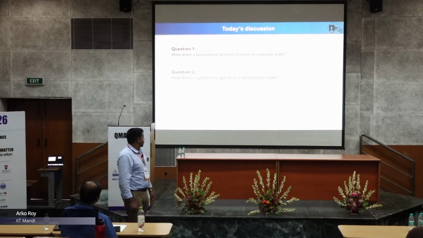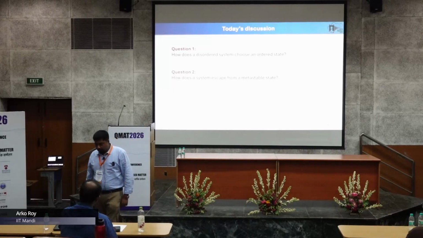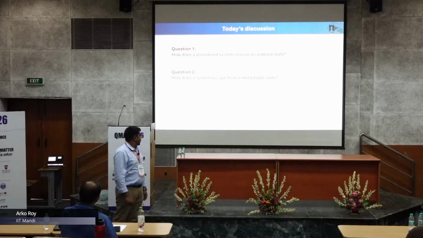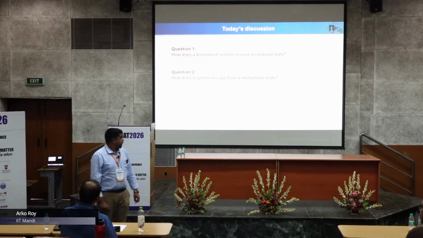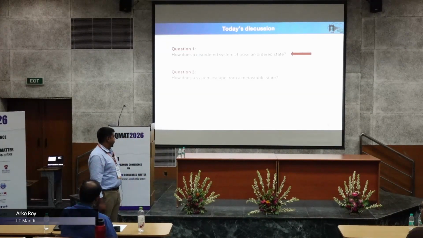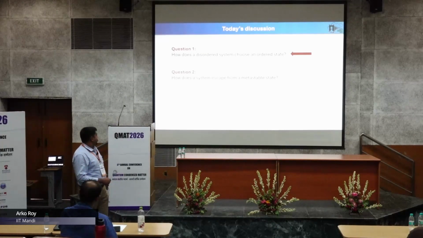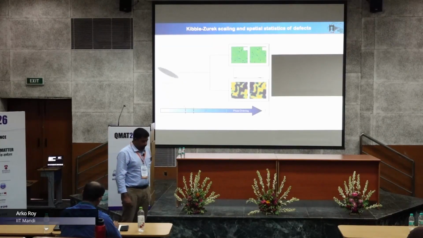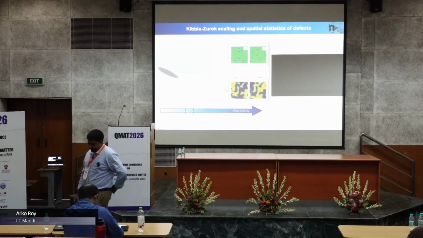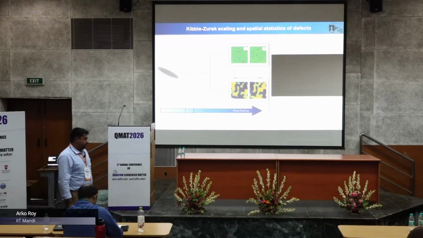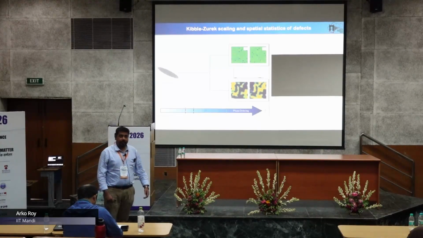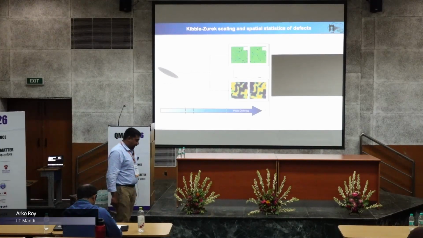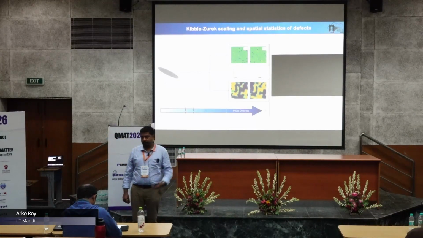For today's discussion, I will be focusing mainly on two important questions: how does a disordered system choose an ordered state? And the next question I will try to address: how does a system escape from a metastable state? At first, let us address how a disordered system chooses an ordered state. Let us begin by asking a very simple question: if you cool down a Bose system across a phase transition point, does the system immediately decide to go to the ordered state? The answer is no. And this idea lies at the heart of the Kibble-Zurek mechanism.